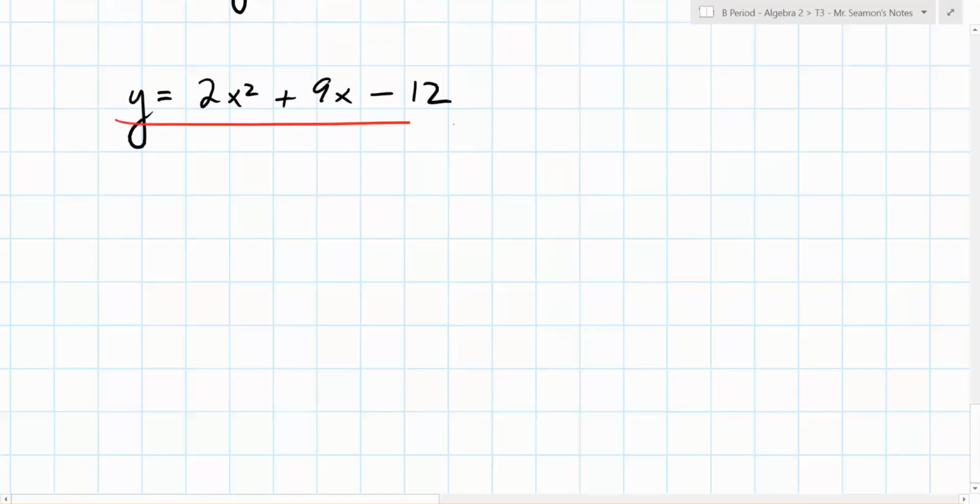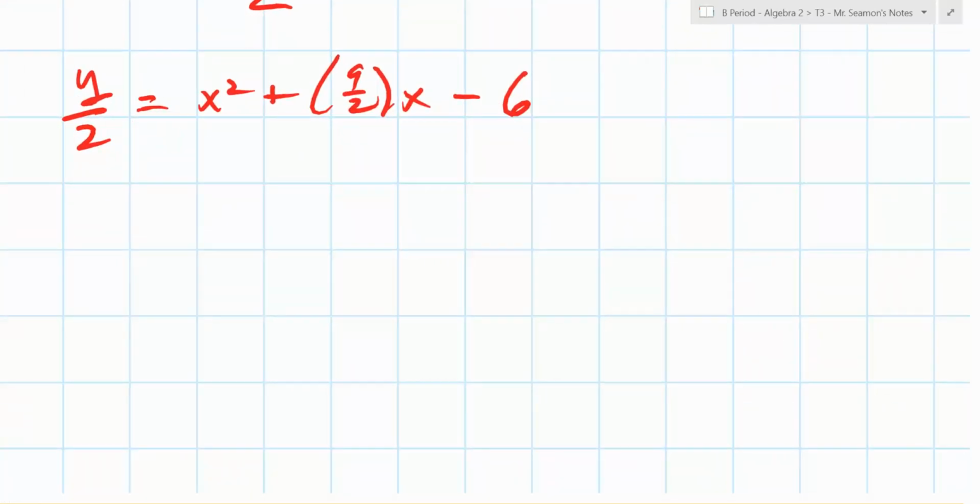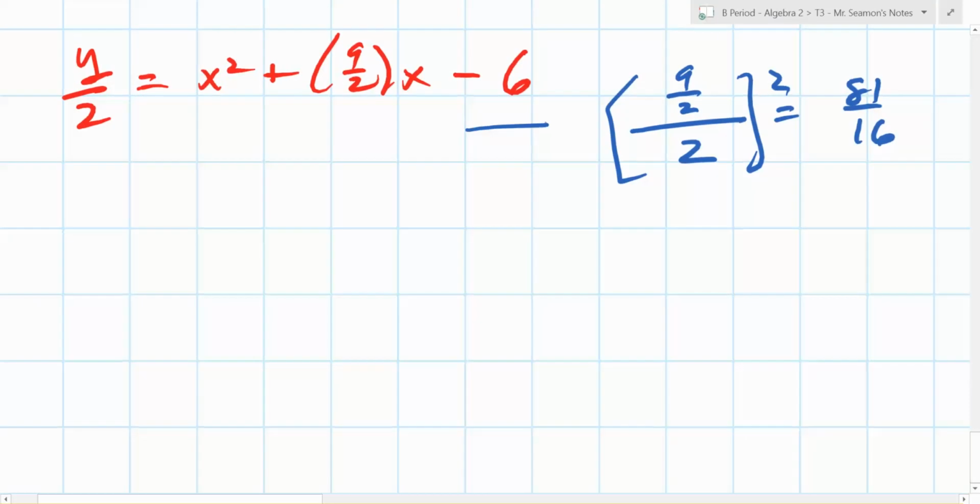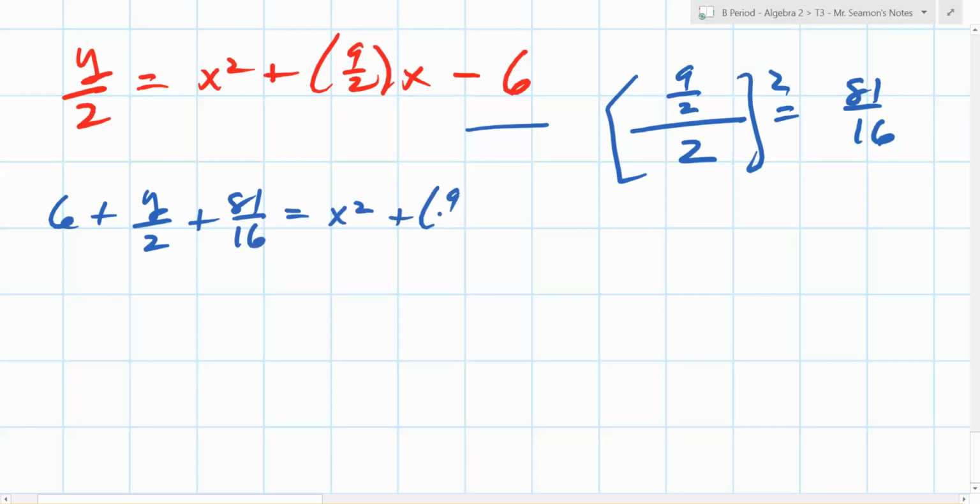Exactly. So the first thing you did was this, and you turned it into y over 2 equals x squared plus 9 over 2x minus 6. Yeah, you're cranky because there's a 9 over 2 there instead of a nice whole number, but does it change the math? No. In this case, you do 9 over 2 all over 2 squared. What does that turn into? 81 over 16. So you add the 81 over 16, and you end up with 6 plus y over 2 plus 81 over 16 equals x squared plus 9 over 2x plus 81 over 16.